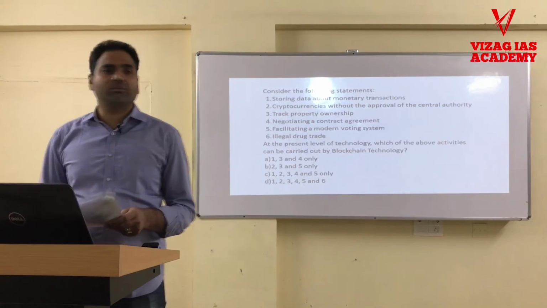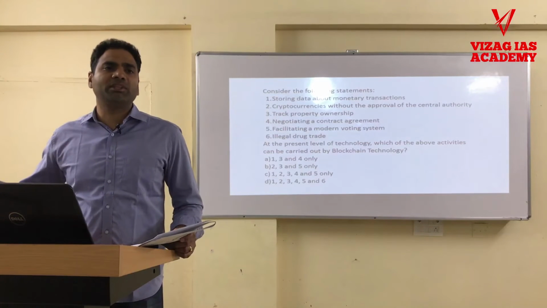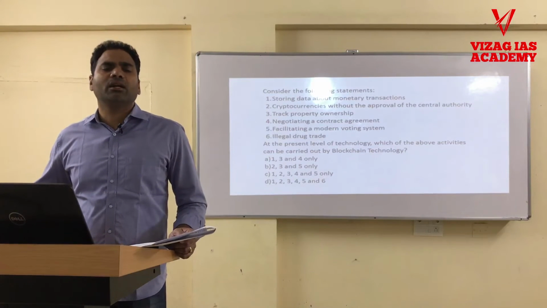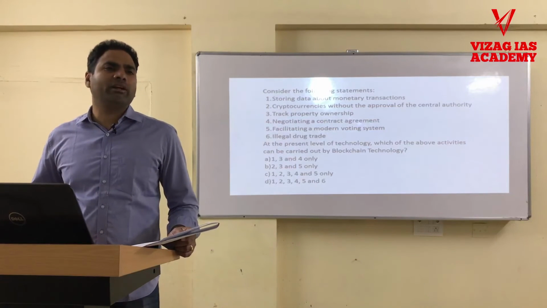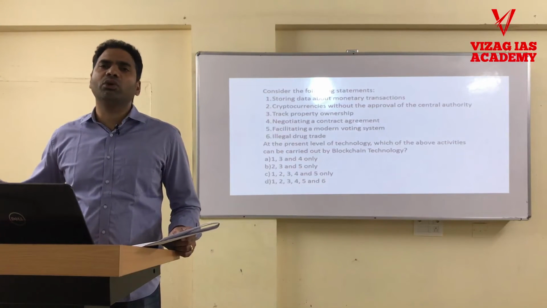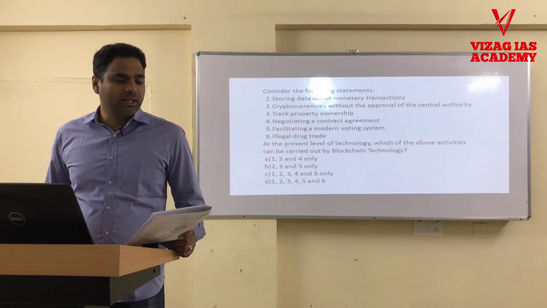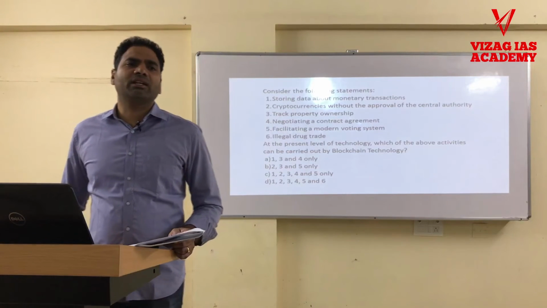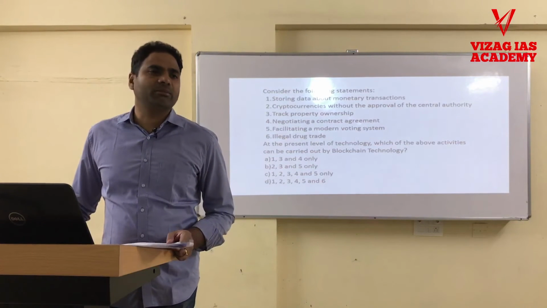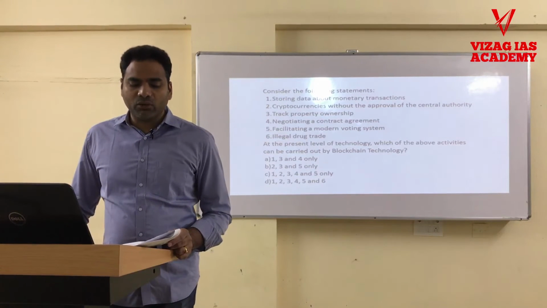Facilitating modern voting system. Yes. See, the headache with our modern voting system is there is duplicity. There are many ghost voters or someone who is voting twice or thrice. These things will be eliminated. Each one will be unique, and once you vote, you cannot vote again. So you can use it for that as well. Illegal drug trade. More than 40% of drug trade is taking place in Bitcoin, it seems. So yeah, the answer is 1, 2, 3, 4, 5 and 6.